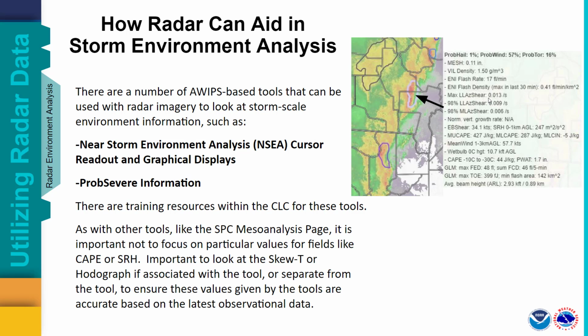The mesoanalyst role can be challenging. What do you do if 3 sources of surface-based CAPE give you 3 starkly different values? It is important not to focus on specific numbers or even ranges. Where possible, view the skew-Ts and hodographs to get a better assessment of what the near storm environment supports.